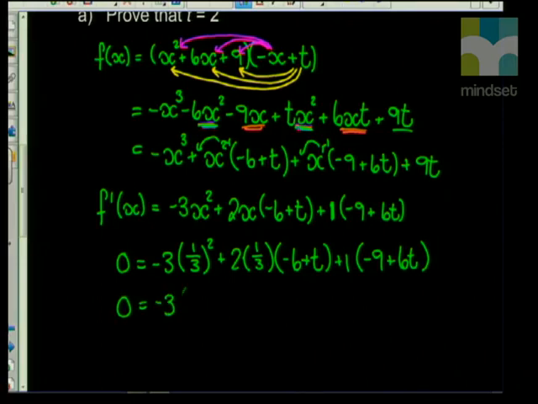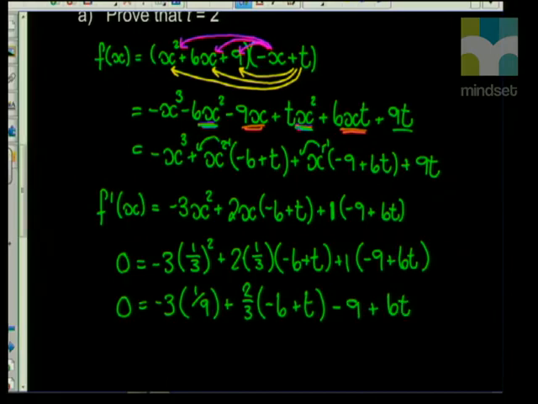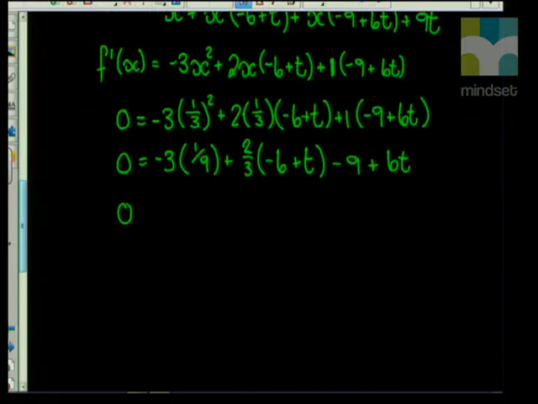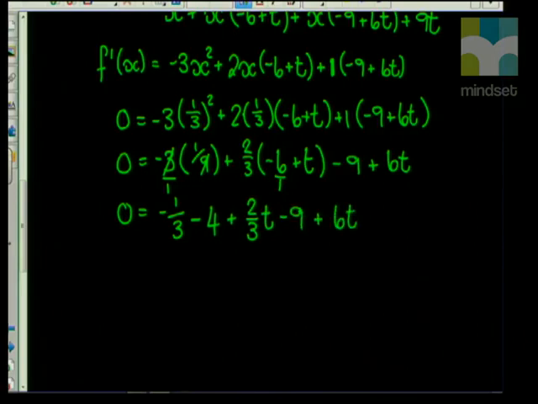Okay, negative 3. That gives us 1 over 9. This is going to give me 2 over 3. I've got negative 6 plus t. And I've got negative 9 plus 6t. Okay, so let's now simplify. I've got naught, which is equal to, as a fraction, negative 3 over 1. So 3 will go into 9 3 times. So I've got 1 over 3. As a fraction, that's 6 over 1, so therefore 3 will cancel with 6 twice, and we're left with negative 4. Okay, so we've got a negative 4, and I've got a 2 over 3t, I've got a negative 9, and I have got a 6t, okay?